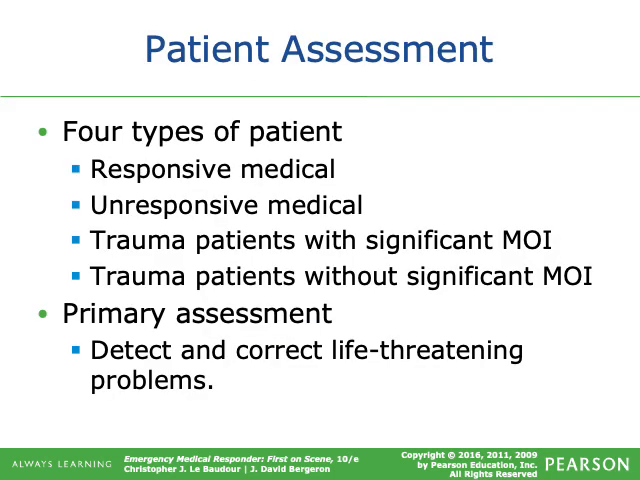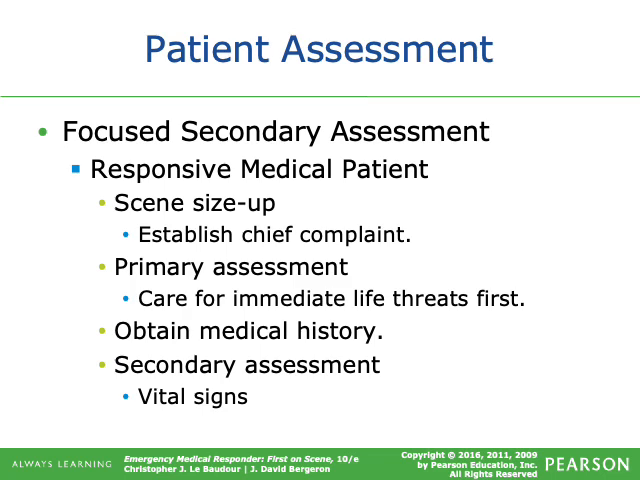All right, so when you start your patient assessments, you're going to start with the type of patients you've got. The four types of patients you may encounter are a responsive medical patient, an unresponsive medical patient, trauma patients with a significant MOI (MOI stands for mechanism of injury), and trauma patients without significant MOI. You're going to perform your primary assessment. This is going to detect and correct any life-threatening problems. Then you're going to move into a focused secondary assessment.